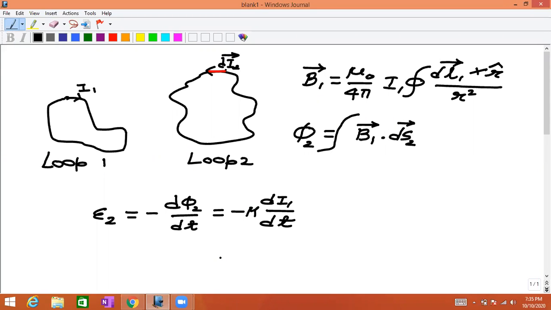And reciprocally, if the current in loop 2 changes, then an EMF will be induced in loop 1. That EMF in loop 1, we get as epsilon 1 is equal to minus d phi 1 dt, is equal to minus M dI2 dt.